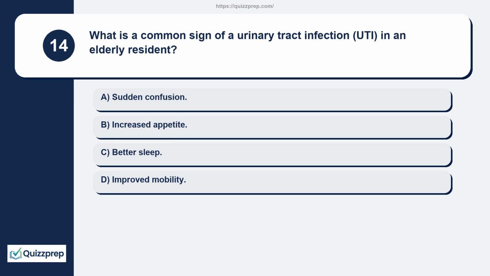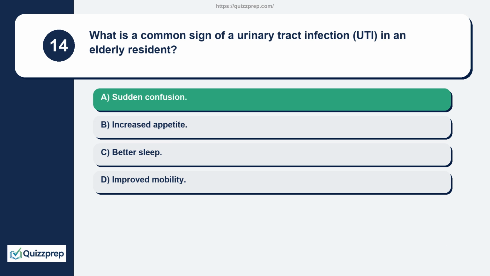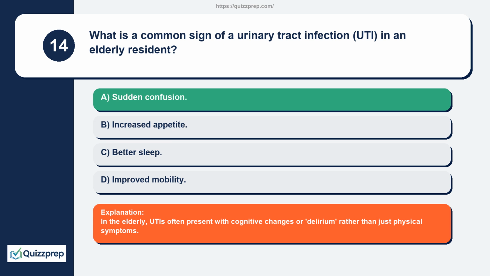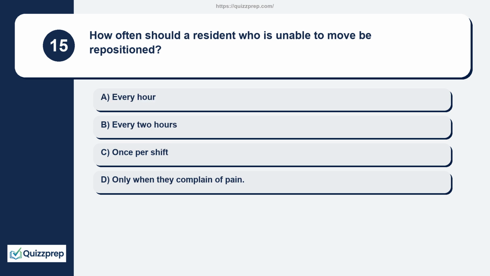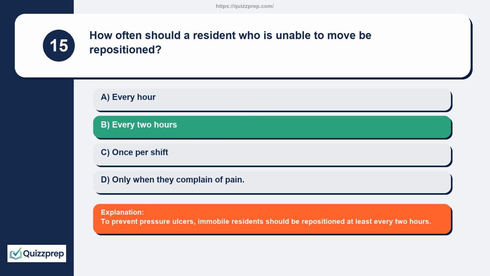Question 14. What is a common sign of a urinary tract infection, UTI, in an elderly resident? Sudden confusion, increased appetite, better sleep, improved mobility. In the elderly, UTI often presents with cognitive changes or delirium rather than just physical symptoms. Question 15. How often should a resident who is unable to move be repositioned? Every hour, every 2 hours, once per shift, only when they complain of pain. To prevent pressure ulcers, immobile residents should be repositioned at least every 2 hours.